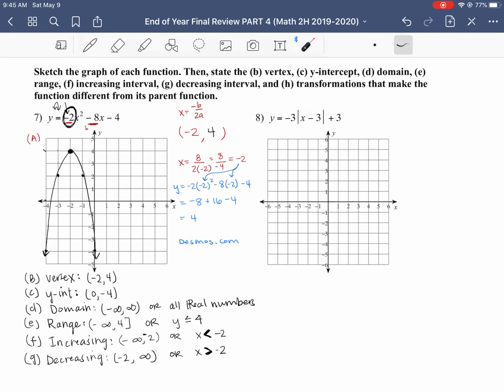Again, I didn't ask you for the axis of symmetry, but just recognize the axis of symmetry, right, is where those increasing and decreasing changes. So axis of symmetry would be x equals -2 on this one, where it cuts it in half.